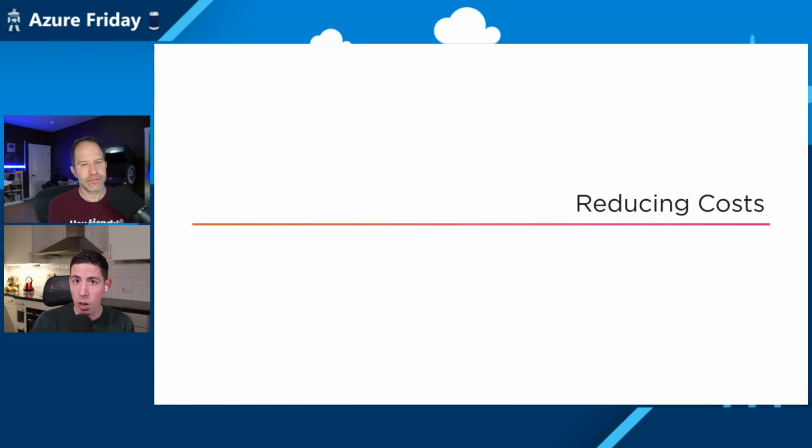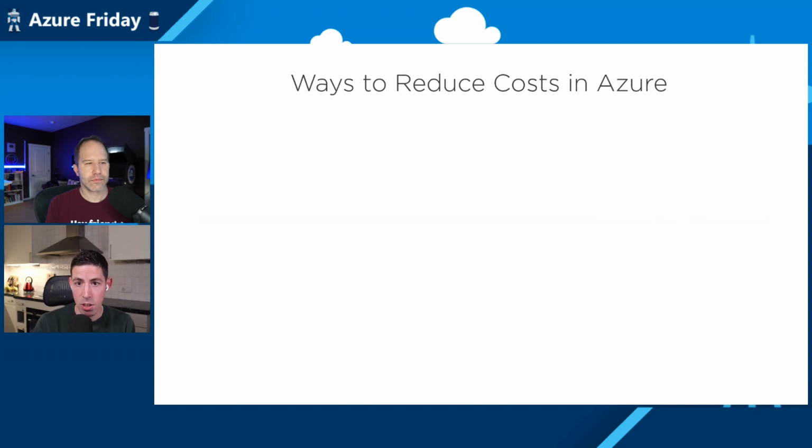Now that we know what things are costing money in the cloud and how we can look at and analyze things that are costing money in the cloud, let's take a look at how we can reduce those costs, because then we can act upon it. So what are some ways to reduce costs in Azure?